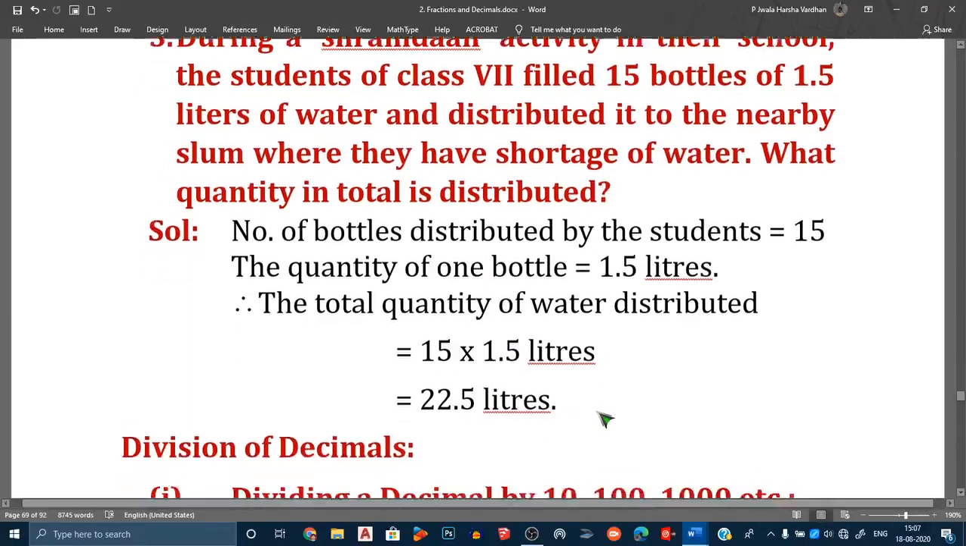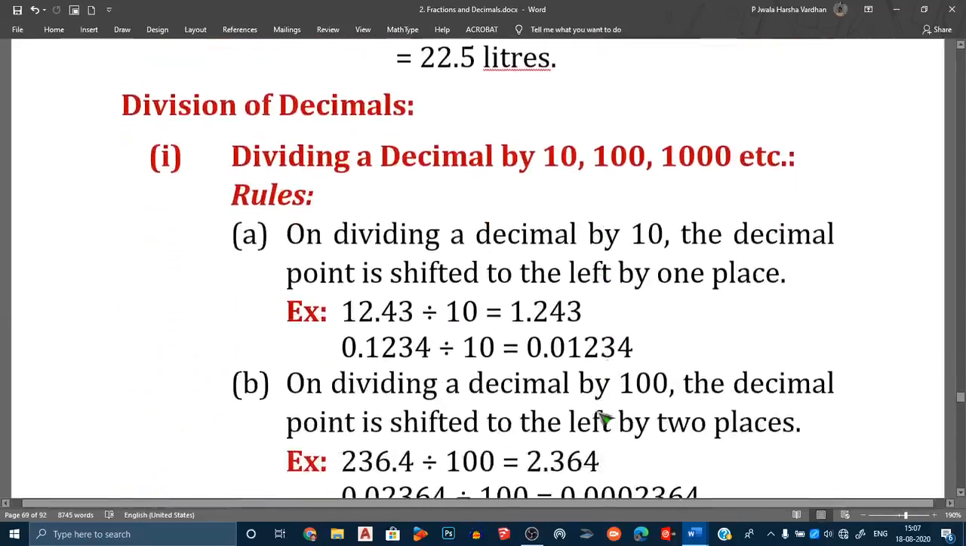So the next concept is division of decimals. I will explain it in the next session. So up to here I would like to conclude this session.